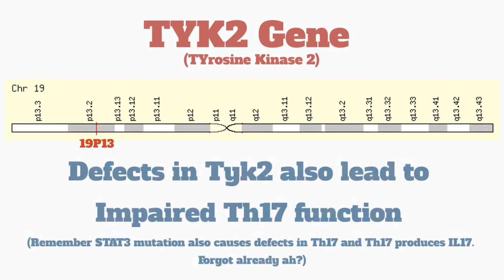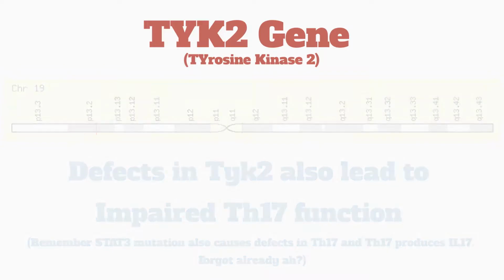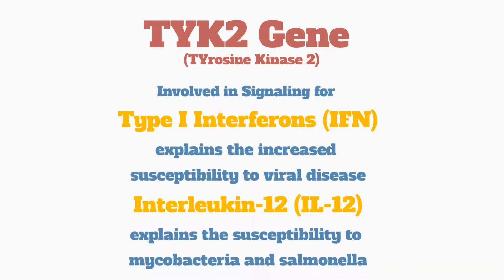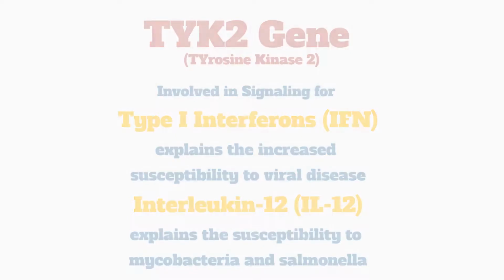Lastly, defects in TYK2 also lead to impaired Th17 function. TYK2 is also involved in signaling for type 1 interferons, which explains the increased susceptibility to viral diseases of autosomal recessive hyper IgE patients, and also interleukin 12, which explains the susceptibility to mycobacteria and salmonella.